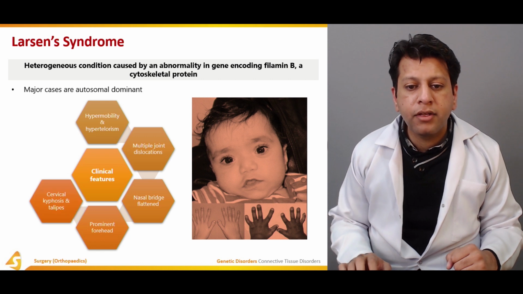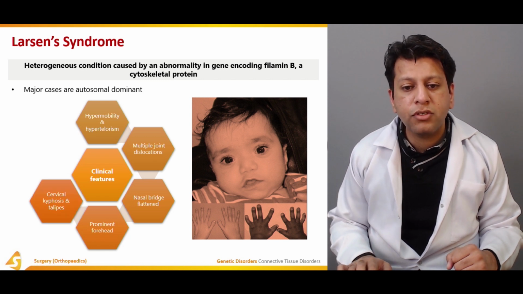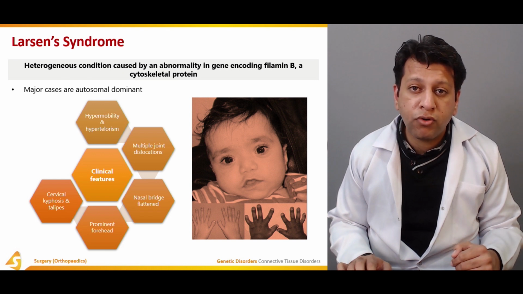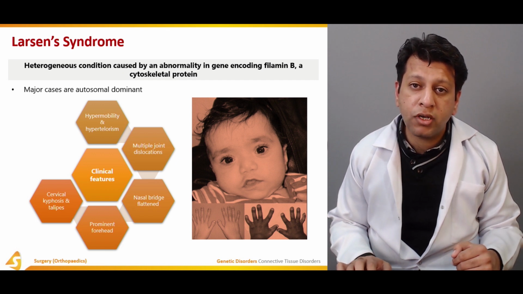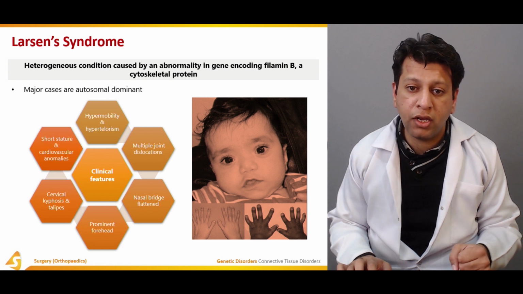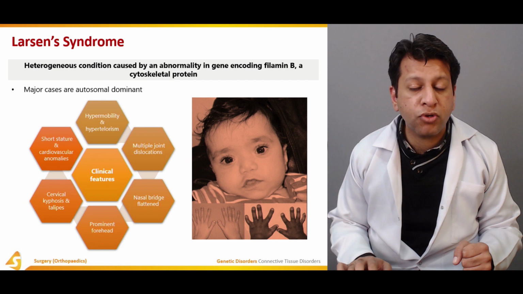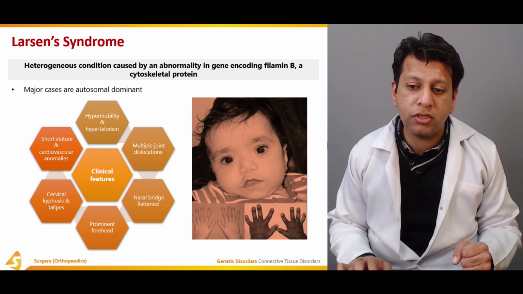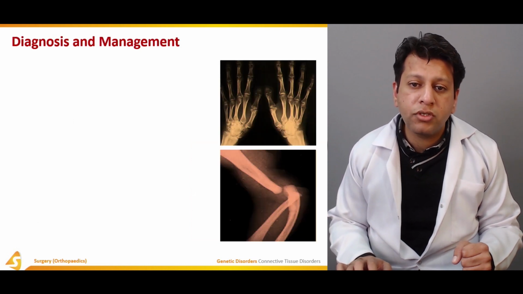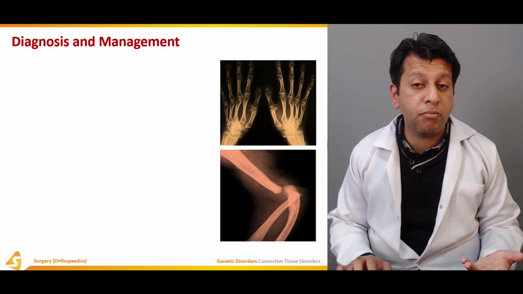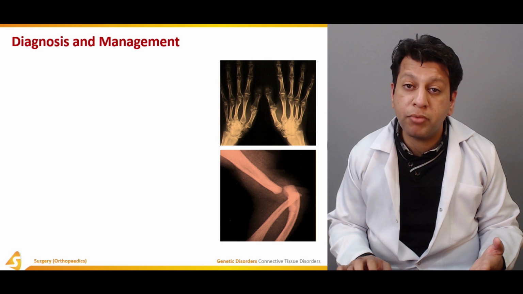Prominent forehead and cervical kyphosis, and there may be associated foot talipes, that is the foot may be having a talipes equinus, that it presents like a horse tail, and the usually associated short stature and cardiovascular abnormalities may be present in these children. So diagnosis and management, as we know, it's a genetic disease. Again, the management is directed against the complications.